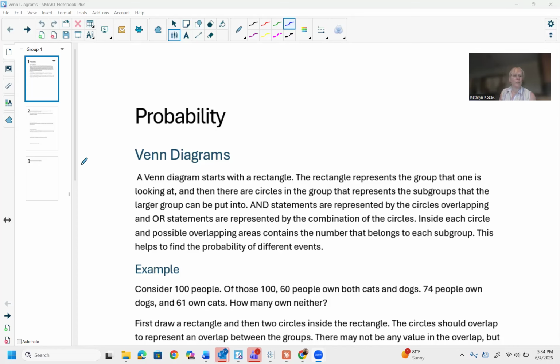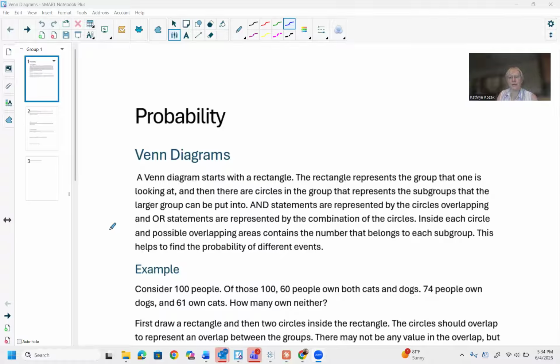Let's look at one more type of way to visualize probabilities, and that is with a Venn diagram. A Venn diagram starts with a rectangle. The rectangle represents the group that one is looking at, and then there are circles in the group that represent the subgroups that the larger group can be put into.